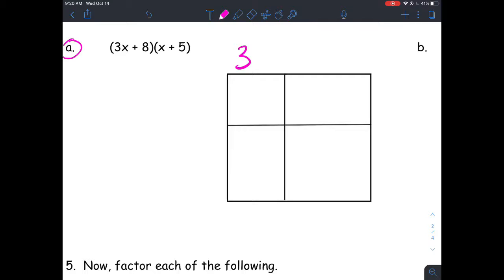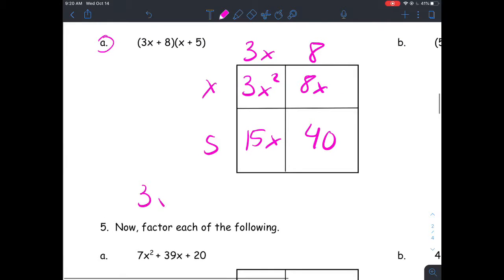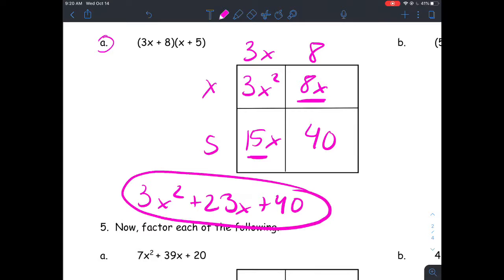So when I did this, we got 3x, 8x, and 5. We get 3x squared, 15x, 8x, and 40. So we're going to combine like terms. We get 3x squared. We're going to combine these two. So we get plus 23x, and we get plus 40 at the end.